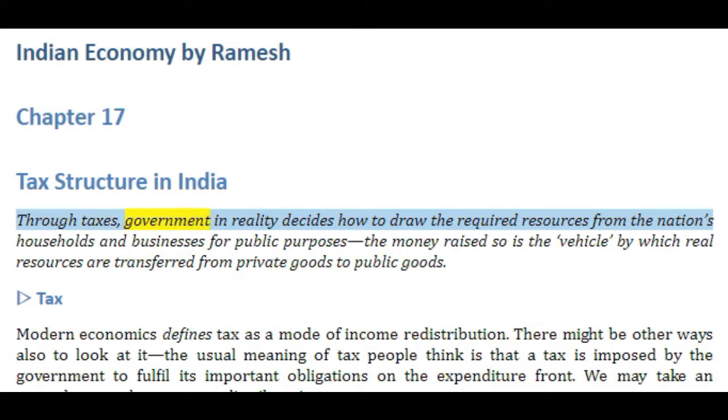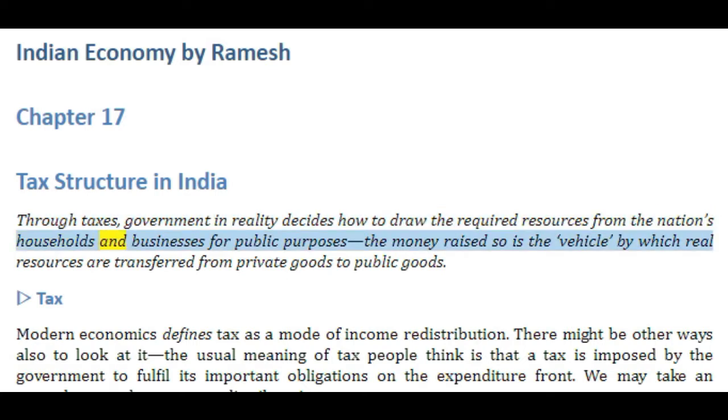Through taxes, government in reality decides how to draw the required resources from the nation's households and businesses for public purposes. The money raised is the vehicle by which real resources are transferred from private goods to public goods. Tax.